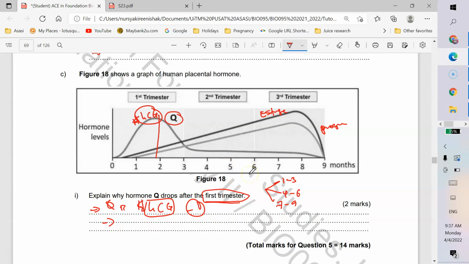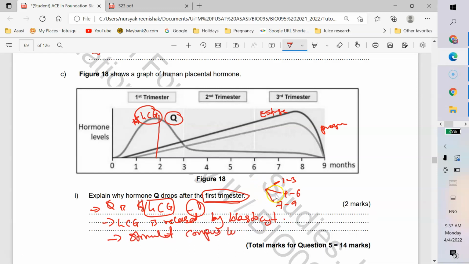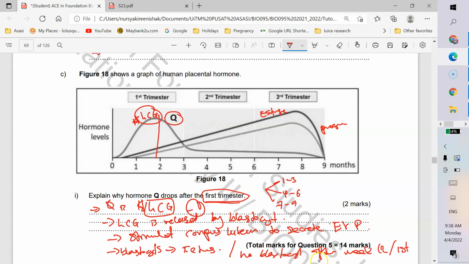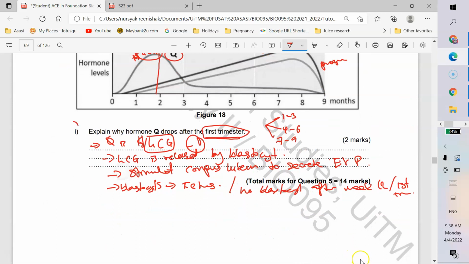Okay, boleh ya, faham ya? Faham. Saya tulis kat sini, is released by blastocyst to stimulate corpus luteum to secrete estrogen and progesterone. And then the blastocyst will develop into fetus. Ataupun no blastocyst after week 12 ataupun after first trimester. Okay, so those are the answers that you can include when you are answering this question.